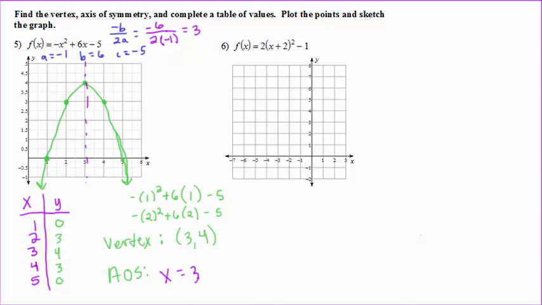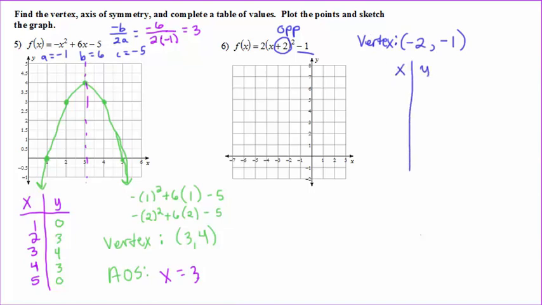Number 6 looks a little different, because instead of being in standard form, now we're in vertex form. So here's how we deal with this. The vertex is staring us in the face. You take what's in with x and make it the opposite of what it is, and that gives you the x value of your vertex. You take what's on the outside, negative 1, and that is your y value. So our vertex, if we know what we're doing, we know right away is negative 2, negative 1.